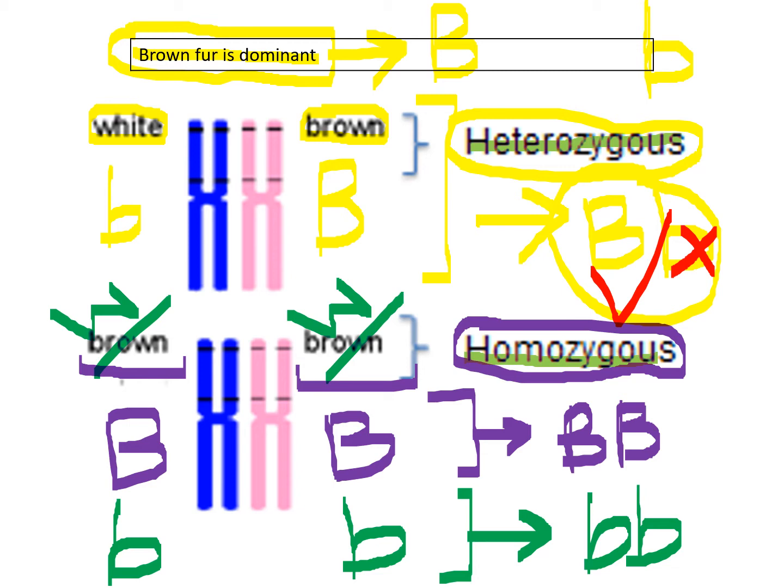So some important concepts to remember. Heterozygous means that the two alleles are different. Homozygous means that the two alleles are the same. We can be homozygous dominant, as in this example, or we can be homozygous recessive, as in this example. We also make the assumption in genetics generally that a trait is controlled by a single homologous chromosome pair.